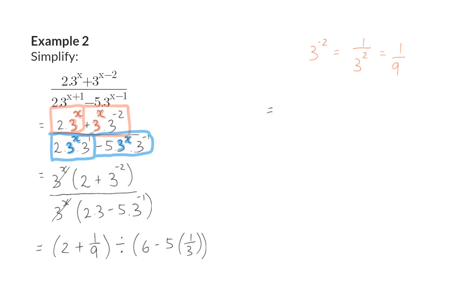The numerator now simplifies to 19/9, and this needs to be divided by the denominator, which can be simplified to 13/3. This means I have 19/9 times by 3/13, and if I now simplify and then multiply, I will end with 19/39.